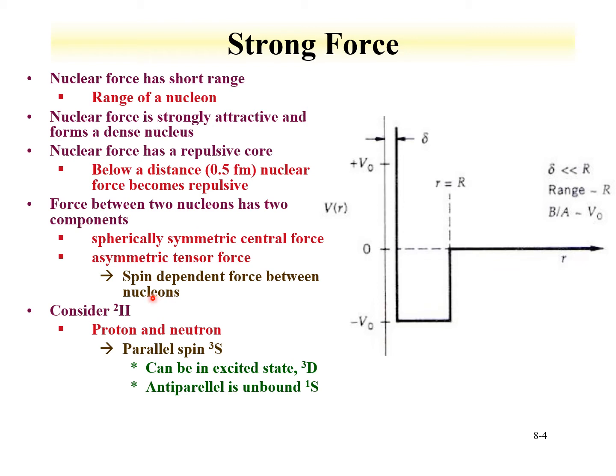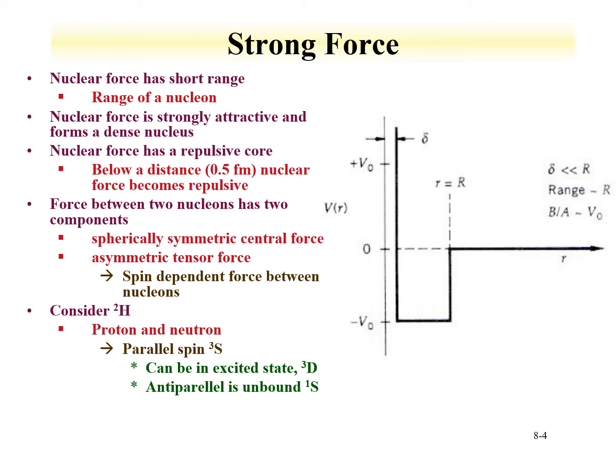If one considers a relatively simple nucleus, deuterium, it has a proton and a neutron. These can be parallel spin, so the spin of the neutron and the proton being up. It can also be anti-parallel in unbound states. So there are some spin properties here that are used to help describe the nucleus.